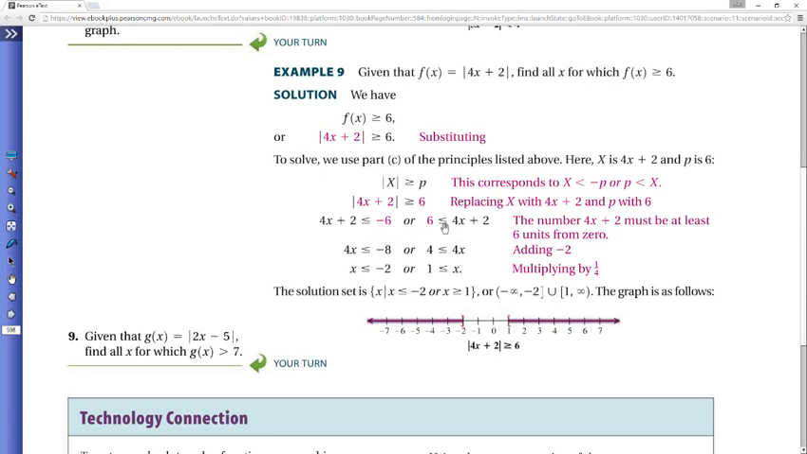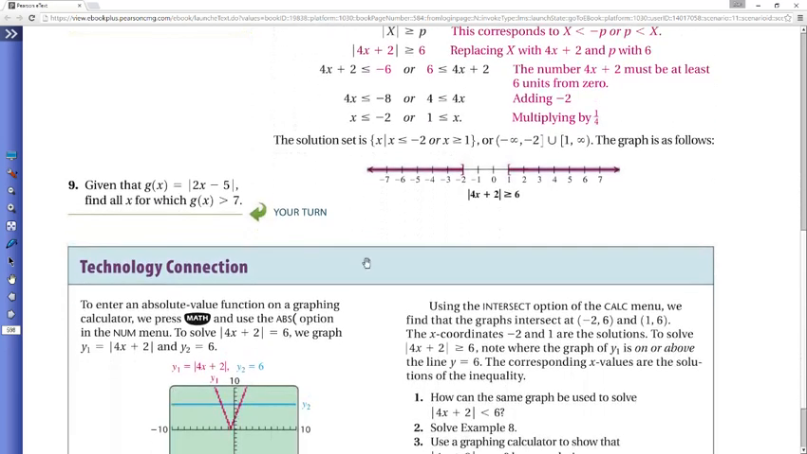Well, make sure you get these set up right and then solve. I get, in this case, x is less than or equal to negative 2, or 1 is less than or equal to x, or another way to say this, x is greater than or equal to 1. So we end up with a graph like this. Here's your interval. Notice that union statement, or in set builder notation.